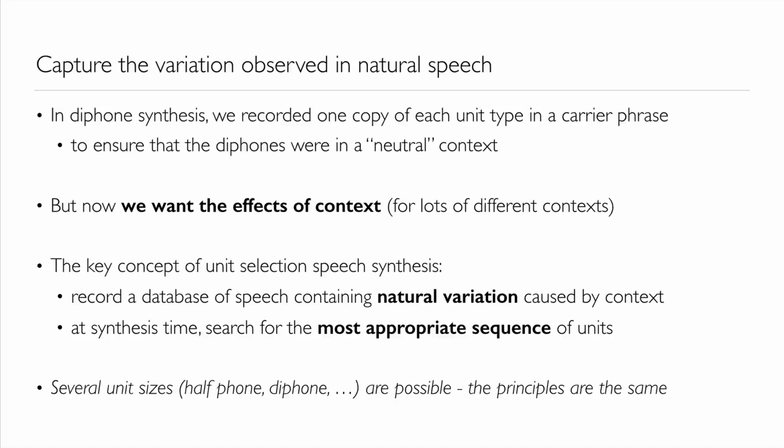So when we record this database, and we're going to say a lot more about that later on in the course, what we want in the database is variety. We want the effects of context. Because we don't want to have to impose them with signal processing, we want the same speech sound many, many times in many different linguistic contexts and sounding different in each of those contexts.